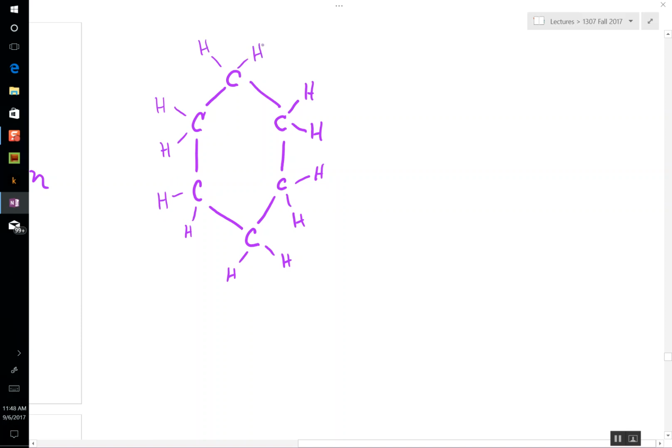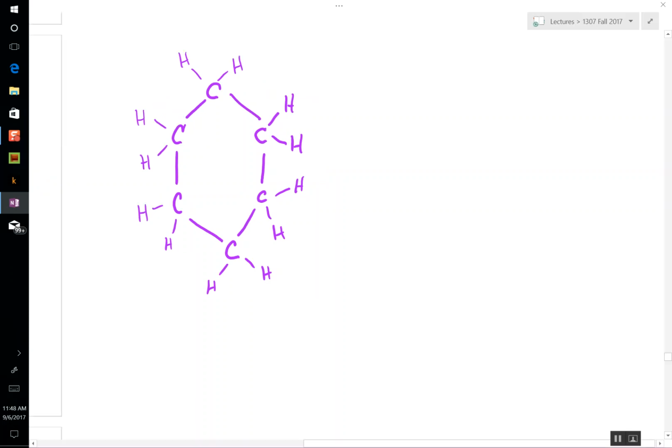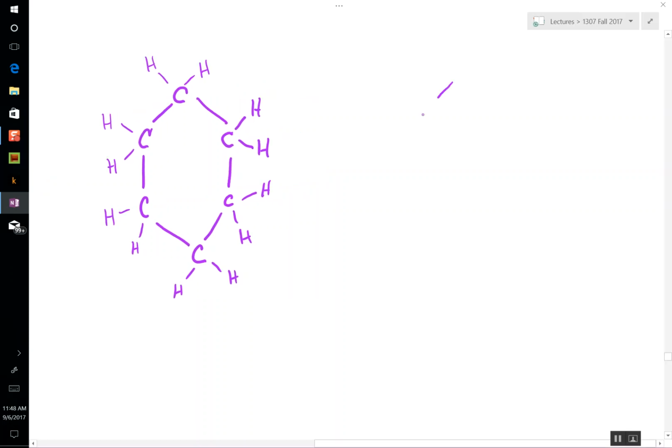All right. I wouldn't even worry about a condensed formula, but you're going to love the line formula. There it is right there. There's the line formula for cyclohexane. It's not a stop sign. I think a stop sign is an octagon. This is a hexagon.